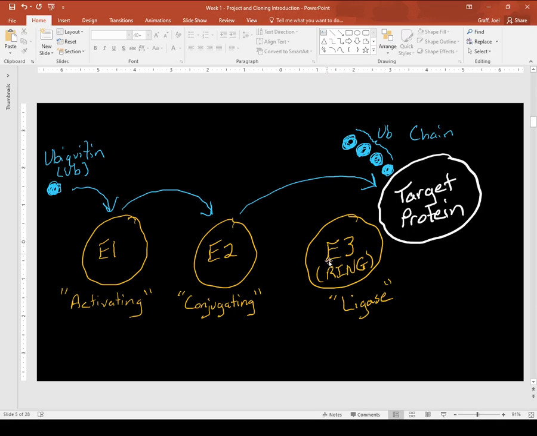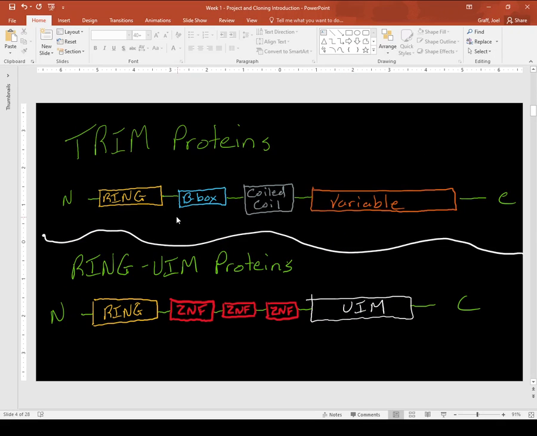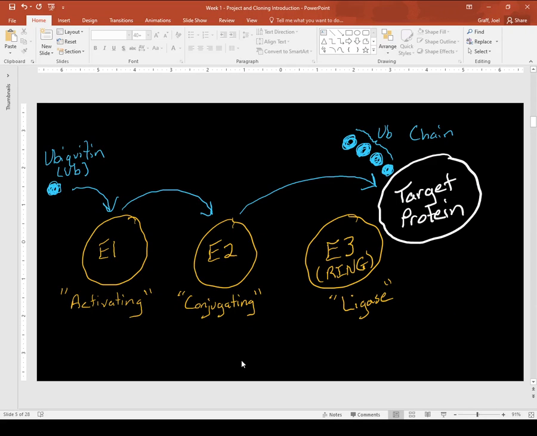We study these E3s with the ring domain, and just a reminder, that was the domain that was consistent between the two families of proteins that we study in my lab. We know that the E3s are going to be interacting with E2 enzymes, but one of the goals of my lab is to understand what proteins the E3s interact with that could then be targeted for ubiquitination. I mentioned that ubiquitination can cause a target protein to be degraded, but there are other outcomes too, including changes in the activation status of, say, a signal transduction protein.